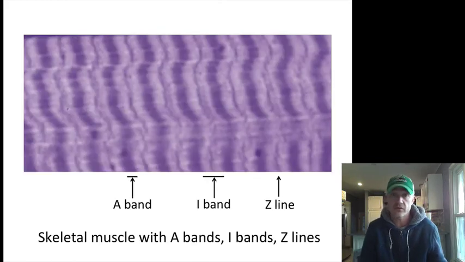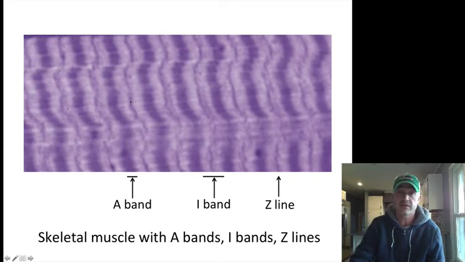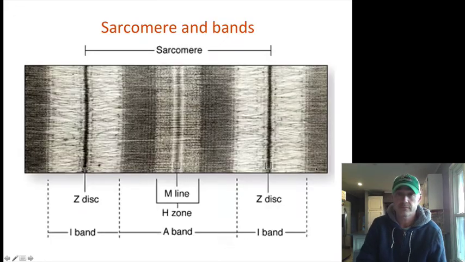And again, this is showing you it zoomed in, giving you the idea of how we get those striations. So this is showing you striations in a skeletal muscle. And again, that alternating A-band, I-band, A-band, I-band, A-band, I-band, A-band, I-band. Again, showing you with an electron micrograph.